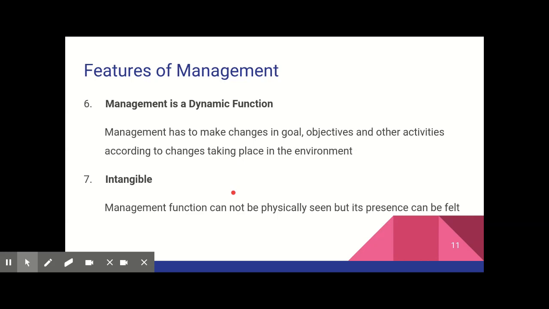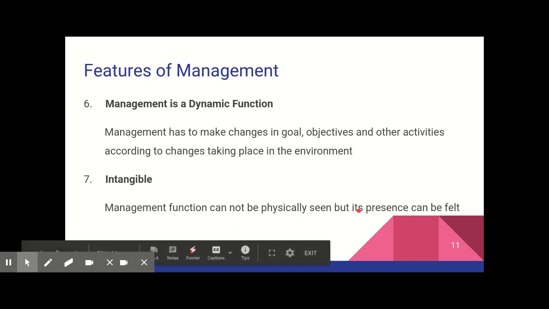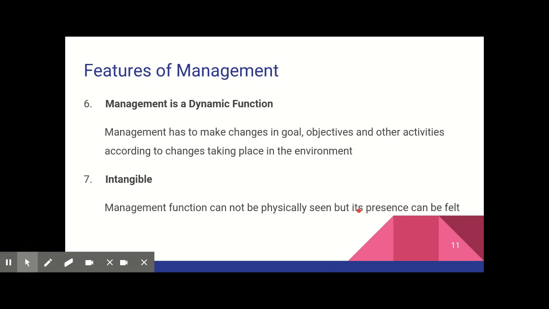We can only feel the presence of management. We cannot physically see the management. Only the managerial person we can see, but the management function is not physically seen. Only its presence can be felt. If an organization is good, if an organization is achieving its objectives, if the organization is going on the growth path, then the organization has a good management. Otherwise, it is vice versa.